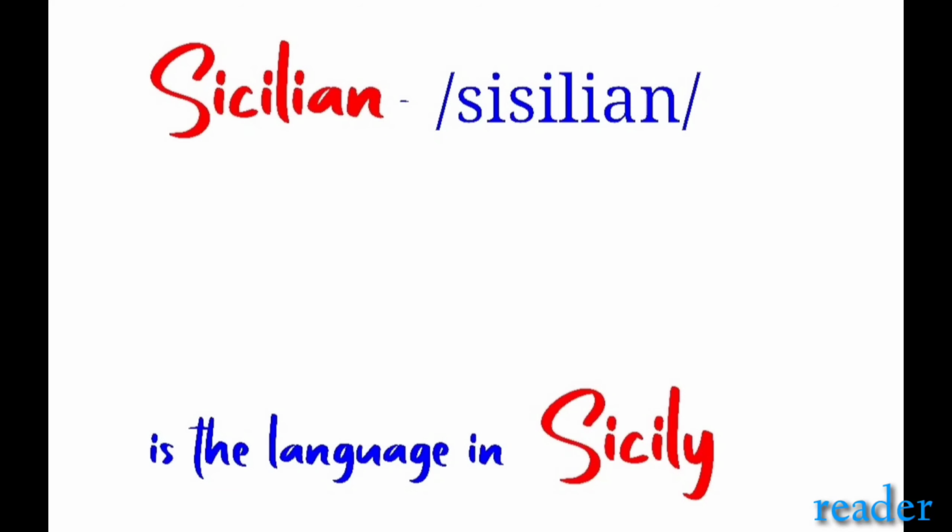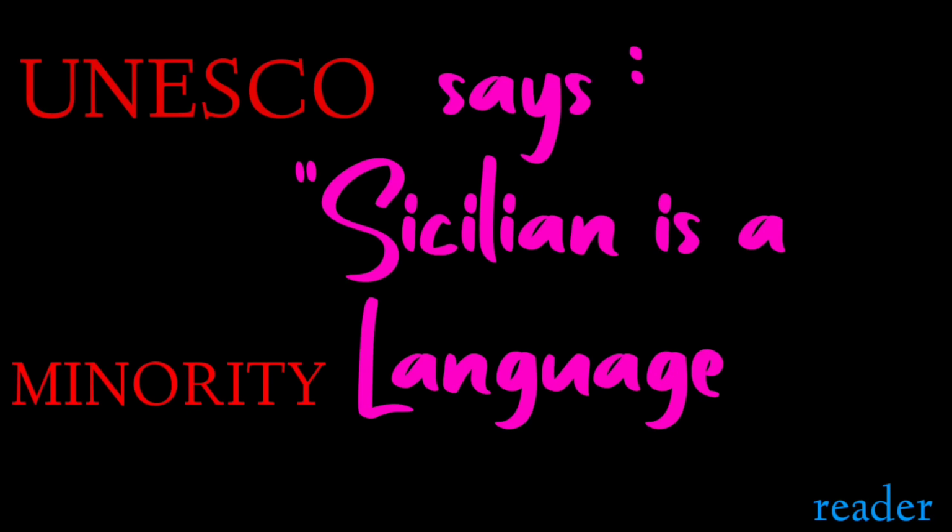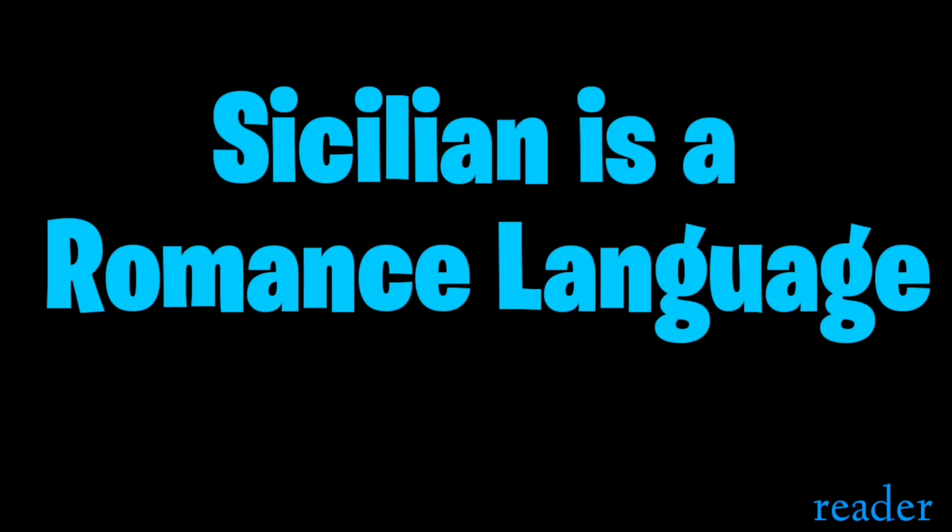Sicilian is the language in Sicily. Now, Sicilian is a Romance language. Even so, it is a minority language as per the record of UNESCO. UNESCO says this is a minority language, but this is a Romance language. In literary terms, we can say that this is a Romance language.